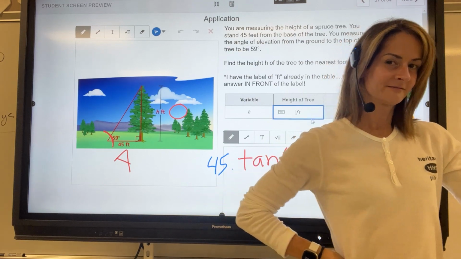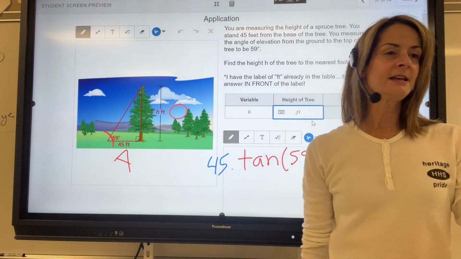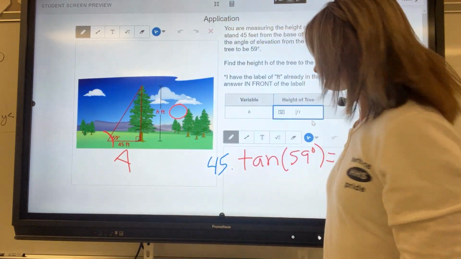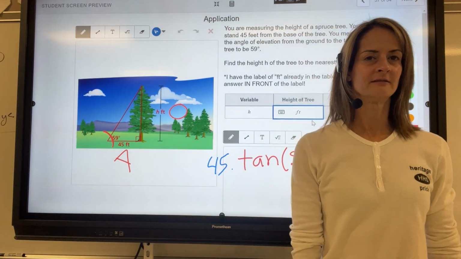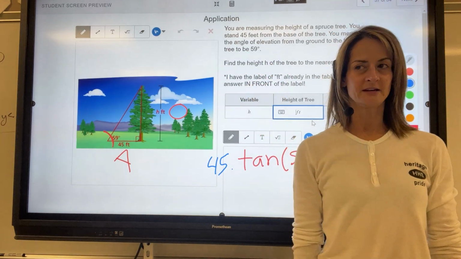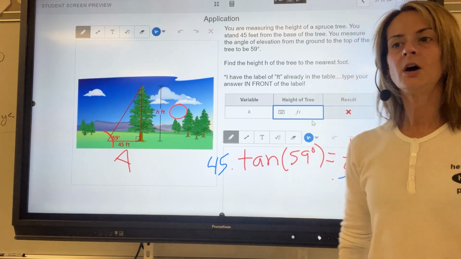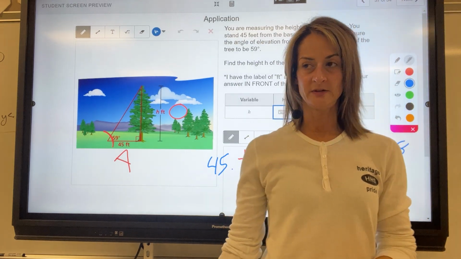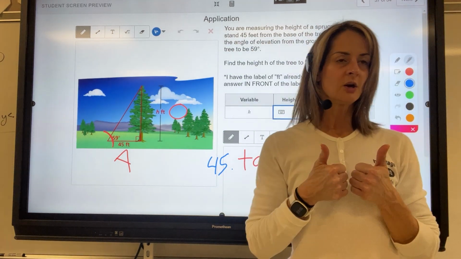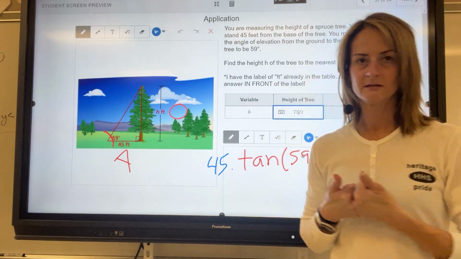Anyone? All right, everyone take out the Desmos graphing calculator right now and type in 45 times tangent of 59. What do you get? 74.89. Okay, and so we're rounding to the nearest whole number, so 75? Okay, let's see if the computer likes it. We're good. Questions? This takes practice. It's not easy.